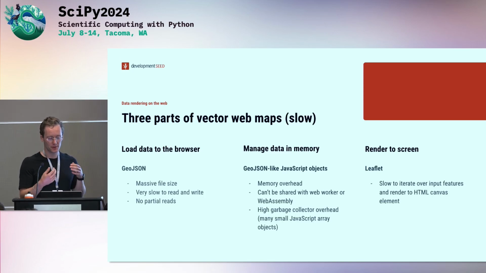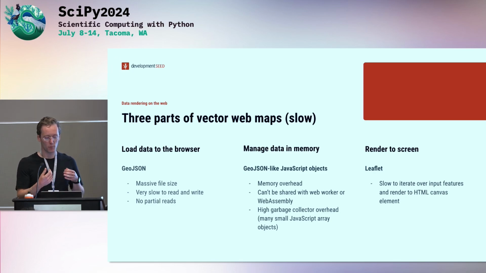Historically, you'd use GeoJSON, GeoJSON-like objects, and something like Leaflet to render data in a web browser. Each of these points has some downsides. GeoJSON is really, really slow to read and write. It has a massive file size. So when you're copying from Python to the browser, especially if the Python session is remote and it incurs a download essentially to bring to your browser, that slows down the visualization a ton.